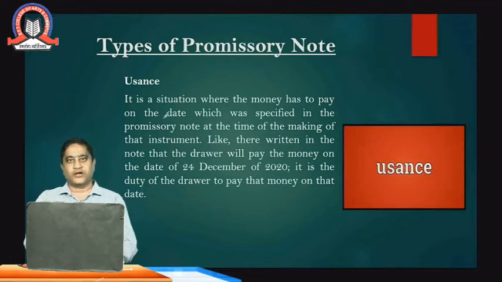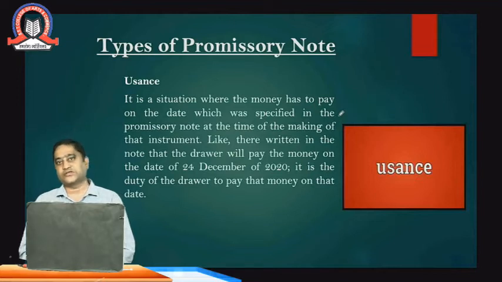Coming to the different types, usance is a situation where the money has to be paid on the date which is specified in the promissory note at the time of making it. Like there is a written note that the drawer will pay the money on 24 December 2020. As an example, it is the duty of the drawer to pay that money on that said date.